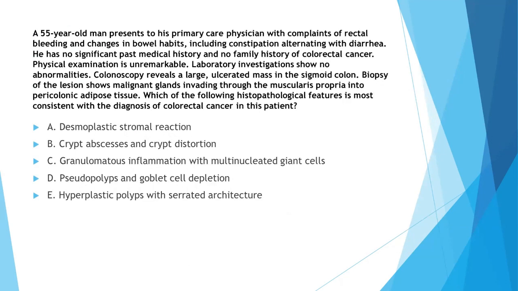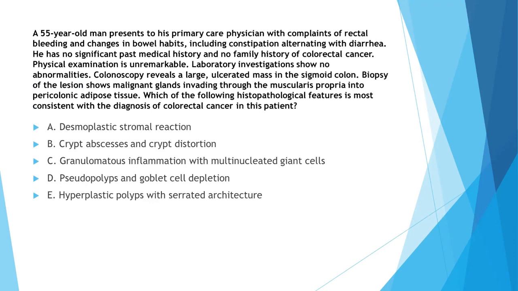So a 55-year-old man presents to his primary care physician with complaints of rectal bleeding and changes in bowel habits, including constipation alternating with diarrhea. He has no significant past medical history and no family history of colorectal cancer. Physical examination is unremarkable. Lab investigation shows no abnormalities.